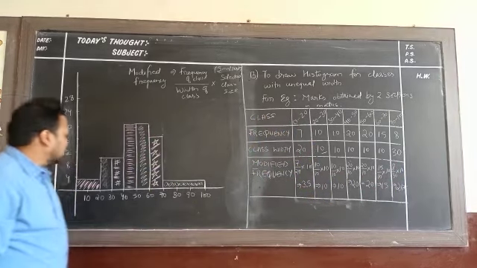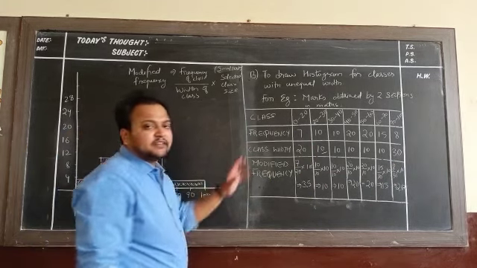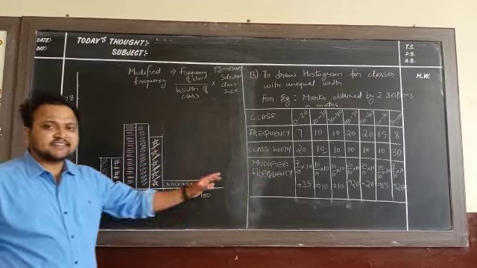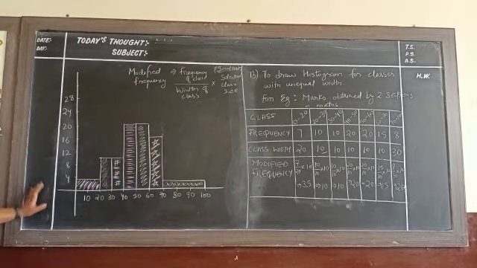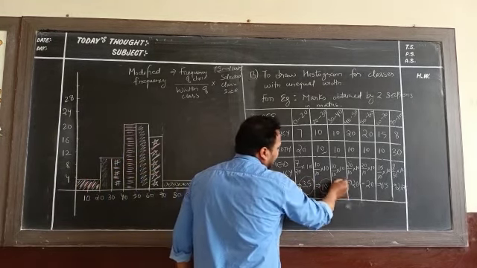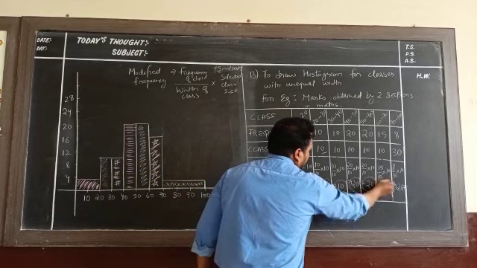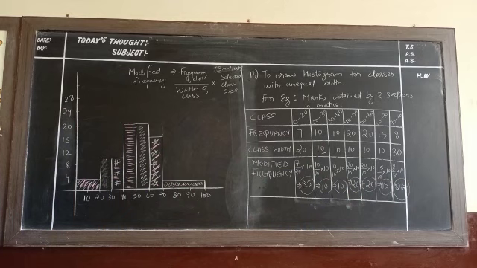Now what we will do is make the histogram based on this data. I have made the histogram here. Whatever values we have got, these will signify the height of each rectangle. So our first rectangle has a width of 0 to 20 and a height of 3.5.